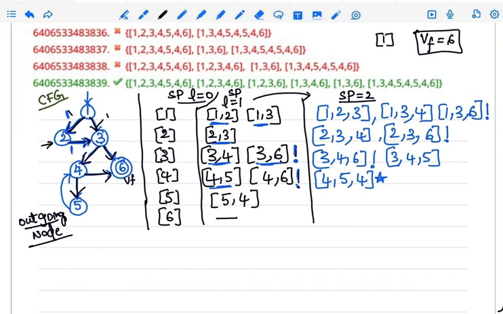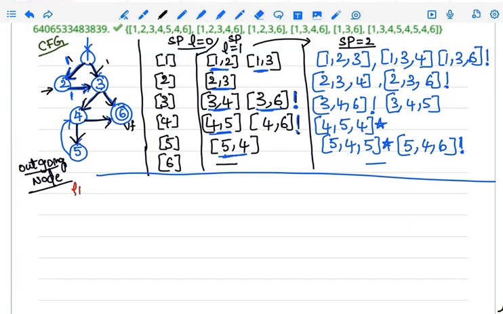Next we extend the simple path of length 1, 5 comma 4, to the next node, that is 5, 4, 5. This is also a loop, and this is also a simple path and a loop. Next 5, 4 and 6, right? It cannot be extended, exclamation mark, with length equal to 3. So we extend all these, okay? We extend this 1, 2, 3 path.